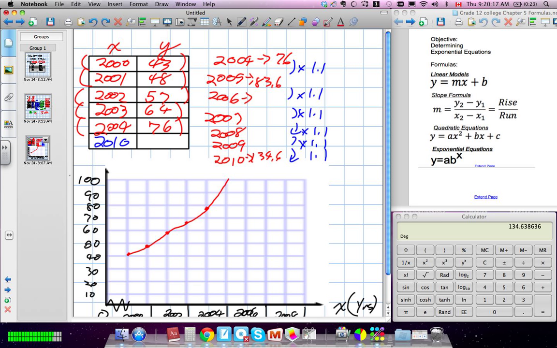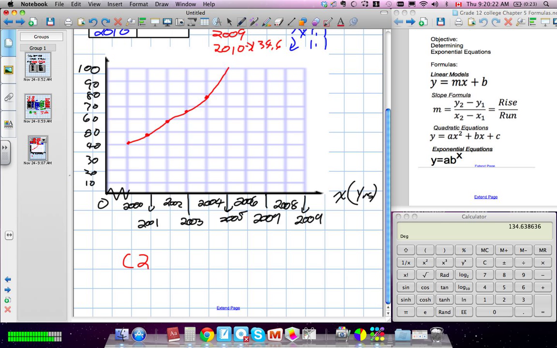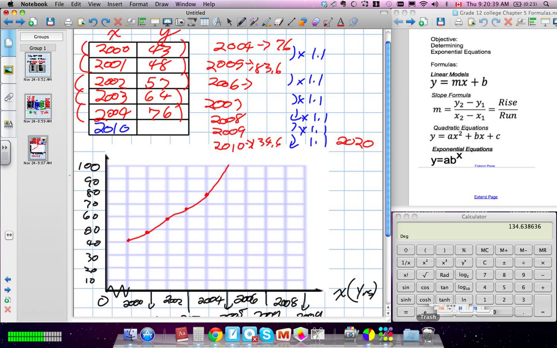134.6 for that year. So a coordinate for the year 2010 would be 2010 and 134.6 in terms of our gas. We'd have to use the same idea to again predict for the year 2020. We would multiply by our growth factor again to get a number for that year.